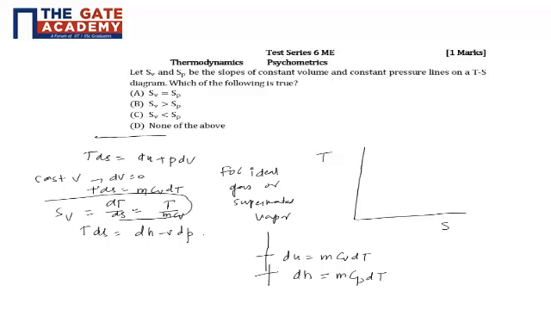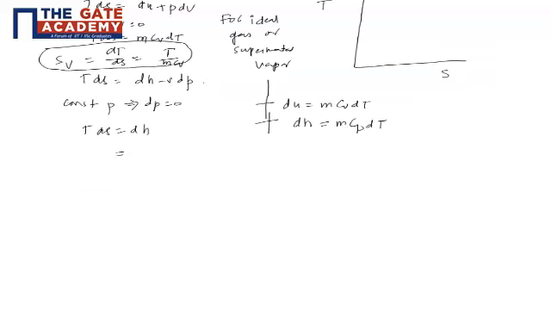Okay, that is one thing. Now going by the same logic, constant pressure implies dP is 0. So TdS is dH. Now I need to convert dH, so I'll use mCp dT for dH. So now dT by dS will be T by mCp. So that is the slope in a constant pressure process.